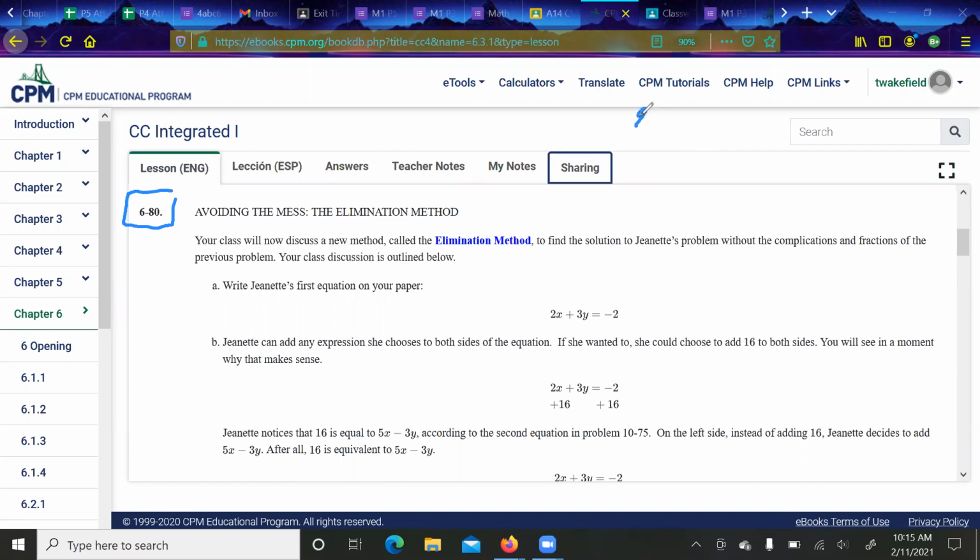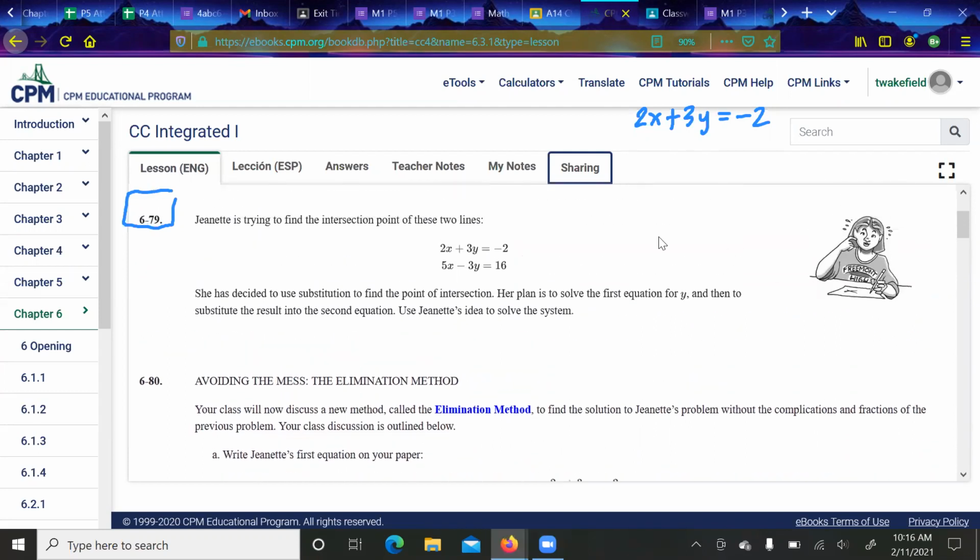I'm going to write those two equations down. It was 2x plus 3y equals -2. And the other equation, from 79, was 5x minus 3y equals 16, but we're going to use a different method.